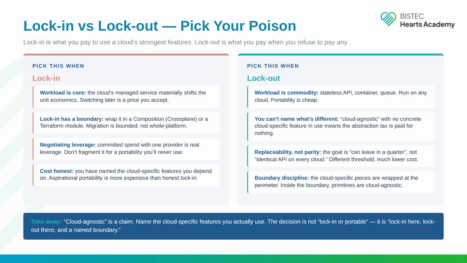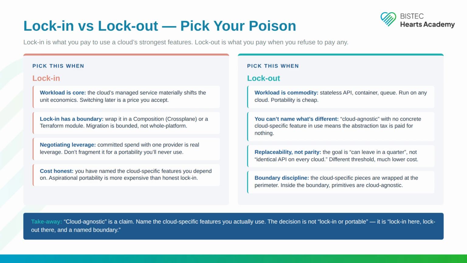Pick lockout when the workload is commodity, stateless API, container, queue and runs on any cloud. Portability is cheap. You cannot name what is different. Cloud agnostic with no concrete cloud-specific feature in use means the abstraction tax is paid for nothing. The goal is replaceability, not parity. Can leave in a quarter is a much lower bar than identical API on every cloud, and a much cheaper one to meet. And you have boundary discipline. The cloud-specific pieces are wrapped at the perimeter, and inside the boundary the primitives are cloud agnostic.